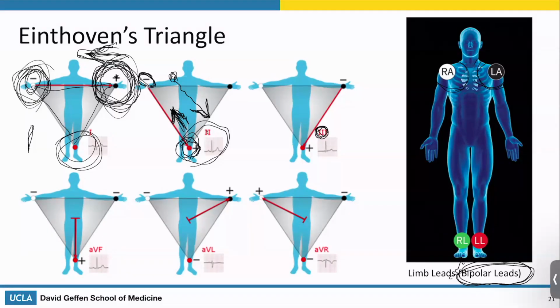So our lead 3 is going to be looking from down here. Remember, that's our positive. We're always looking from our positive up towards our negative. So we're going to be looking in this direction. Imagine that our camera is down here, and we're looking up towards that negative lead. We're going to look up that way. So those are going to be our positive, negative, bipolar leads: leads 1, 2, and lead 3.